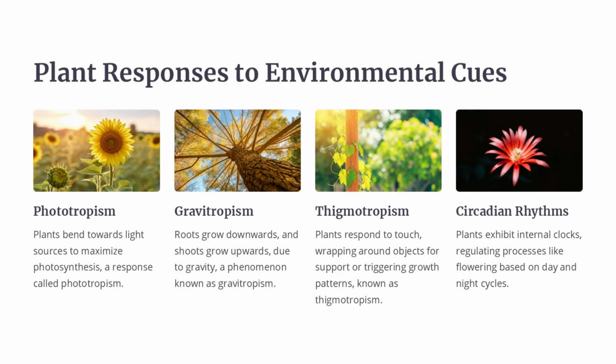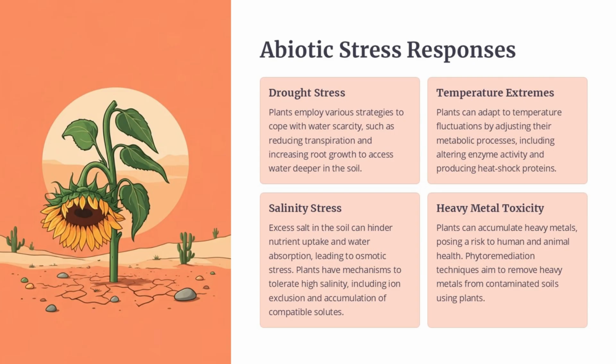Plants also exhibit thigmotropism, responding to touch by wrapping around objects or triggering growth patterns. Finally, plants have internal circadian rhythms that regulate processes like flowering based on day/night cycles. Plants have developed various strategies to cope with abiotic stresses like drought, temperature extremes, salinity, and heavy metal toxicity.